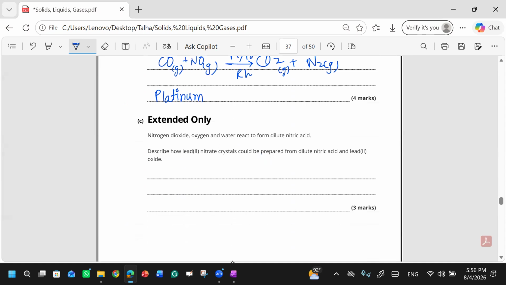Okay, the next question is: nitrogen dioxide, oxygen and water react to form dilute nitric acid. Now they are talking about the dilute nitric acid. Describe how lead nitrate crystals could be prepared from dilute nitric acid and lead oxide.